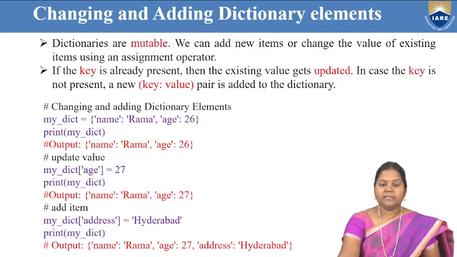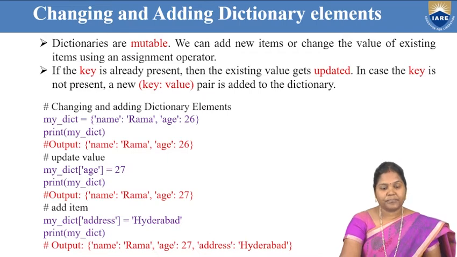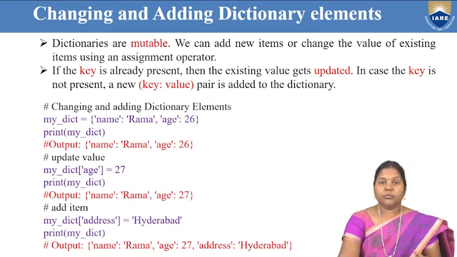Now, the next topic is changing and adding dictionary elements. Dictionaries are mutable. That means the contents of the dictionary can be modified. So we can add new items or change the value of any existing key value pair using the assignment operator. If the key is already present, then the existing value will get updated. If the key is not present, then a new key value pair will be added to the dictionary. So either you can update an existing key value pair or you can add a new key value pair.